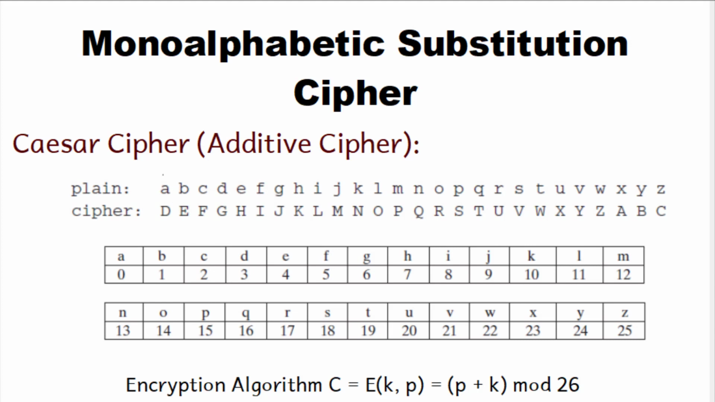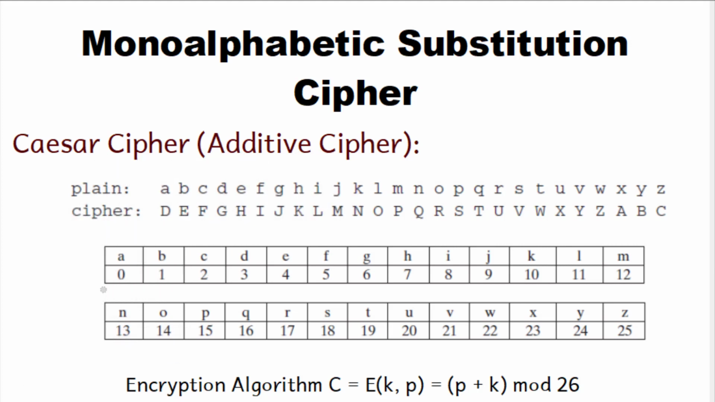So for A we have D. We start with D, E, F, G, H, I, J, K, L, M, N, O, P, and then after Z we again repeat A, B, C. So wherever A comes in our plain text, we substitute D. Wherever B comes, we substitute E, and so on. This is how it is done.